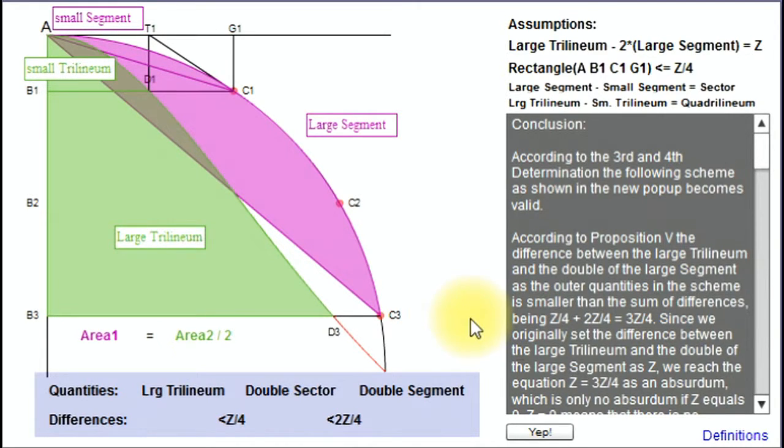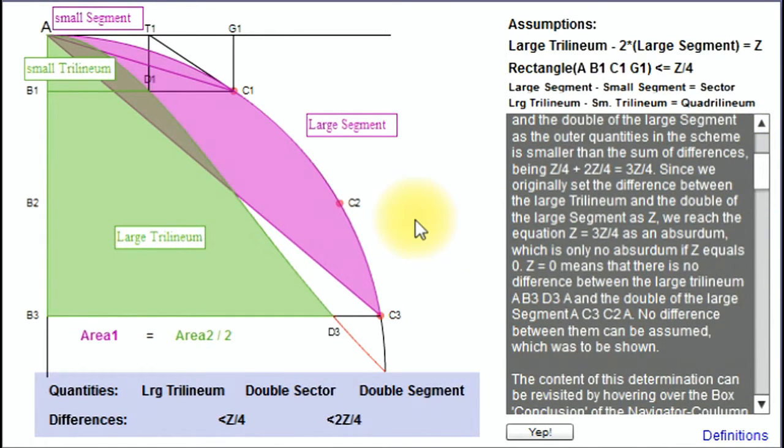So this is giving us the very same sort of equation which we were deriving already in proposition 7, that we get what is called an absurdum, namely a relationship which says that z equals 3/4 of z. And this again is an absurdum which has only one case where this relationship holds true, namely when z is 0. It basically means that between the area of the large segment and the large trilineum there can be no difference assumed. So these areas hence must be equal.